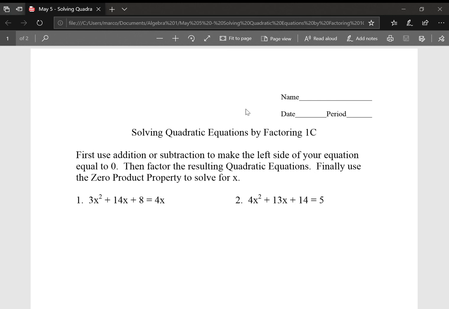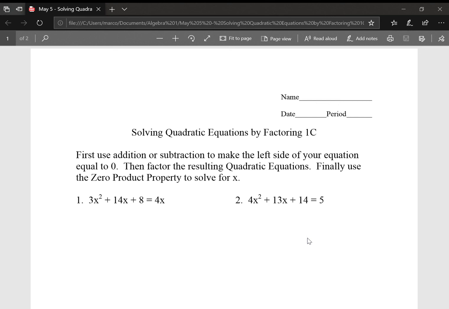We are continuing with solving quadratic equations by factoring. What's different today and next time is we have quadratic equations that are not set equal to zero. Now, when we've been solving so far, we've been using the zero product property, and it only works when your equation is set equal to zero.